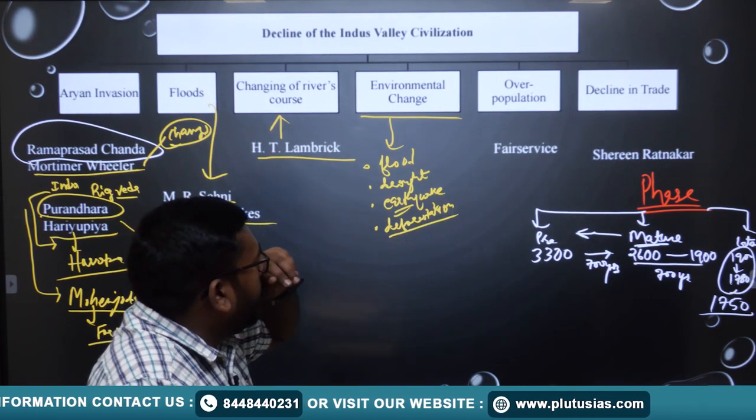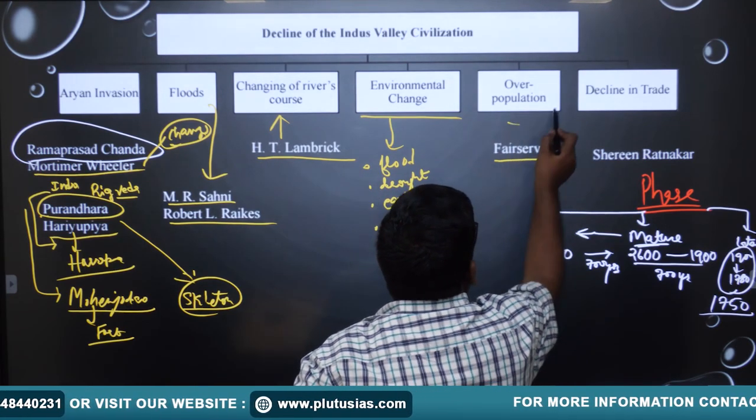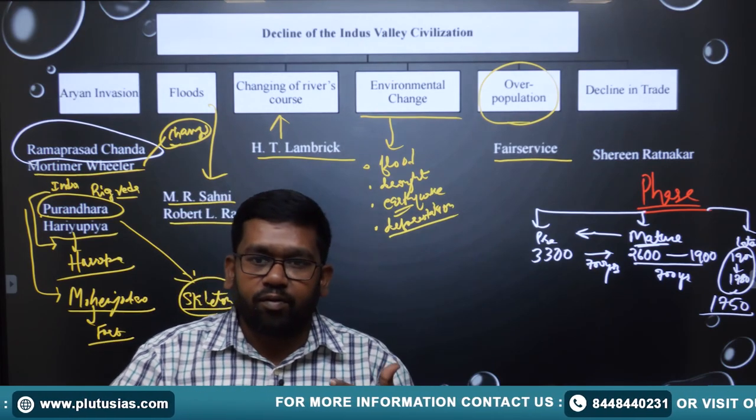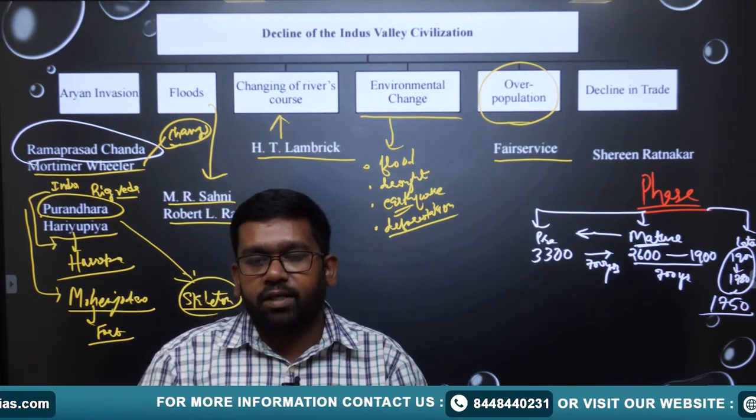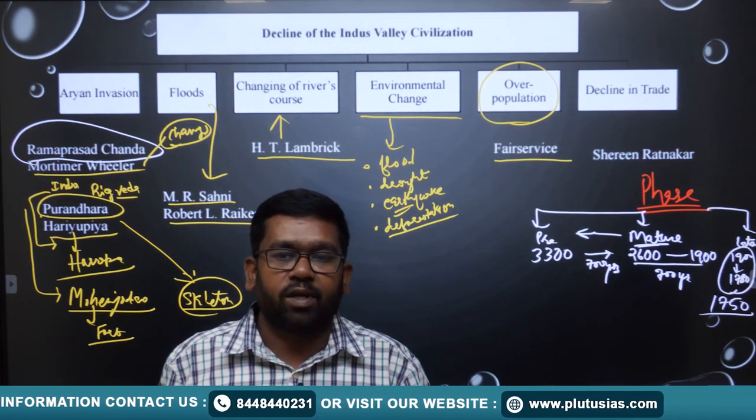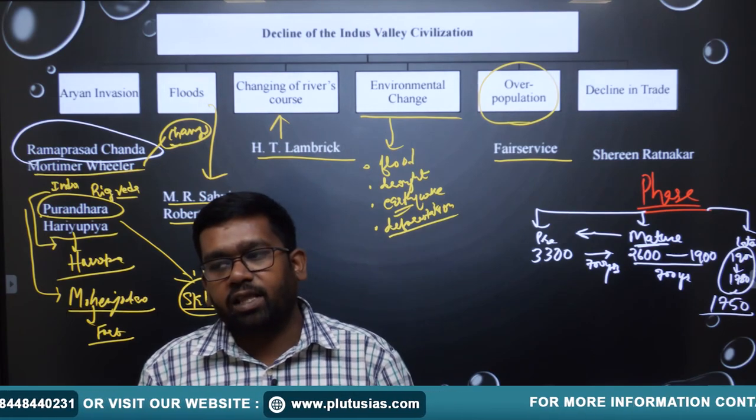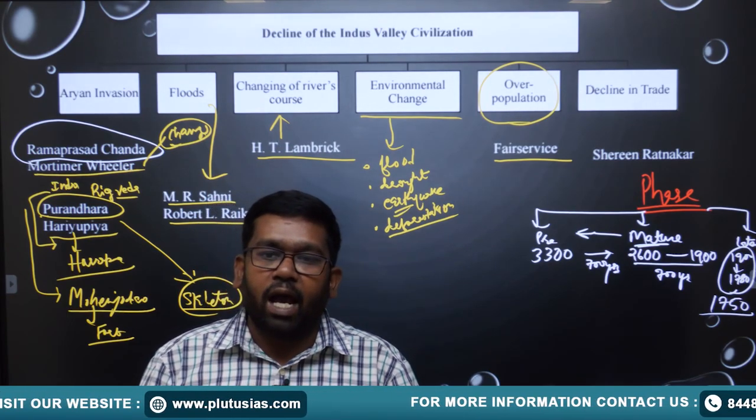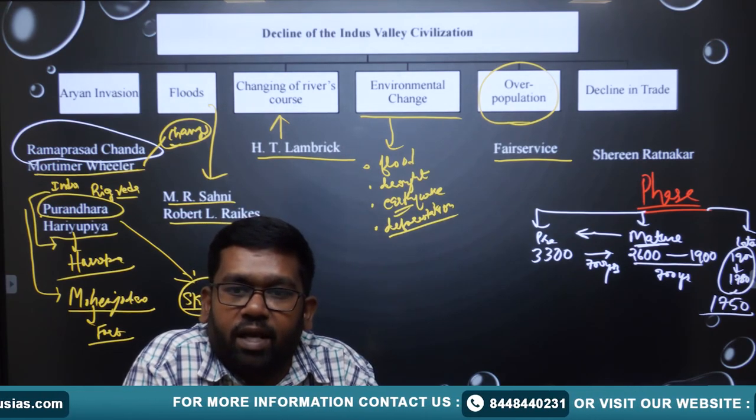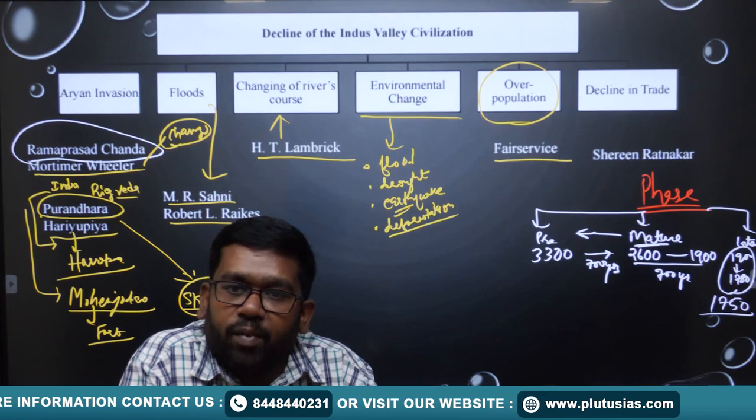If we go further, we find that there's a historian called Fairservis. He said that overpopulation is the main cause. Due to the emergence of city-states, there was a rise in the number of people of Indus Valley civilizations. And now the time came when trade was declining and there was overpopulation and the people had nothing to eat.